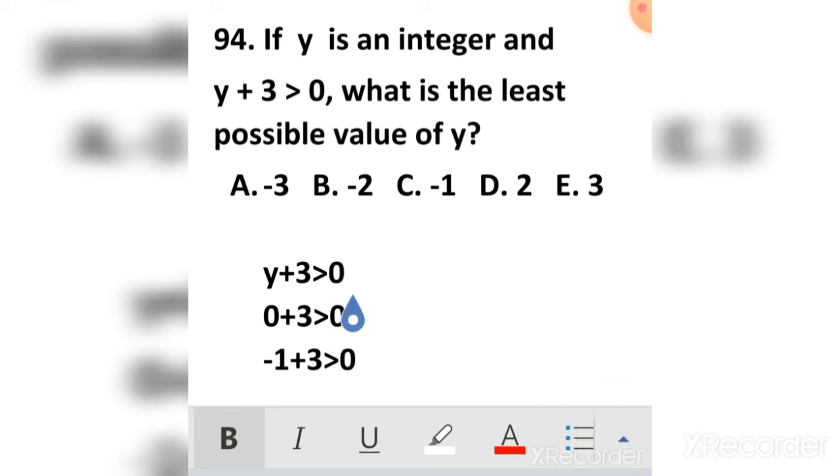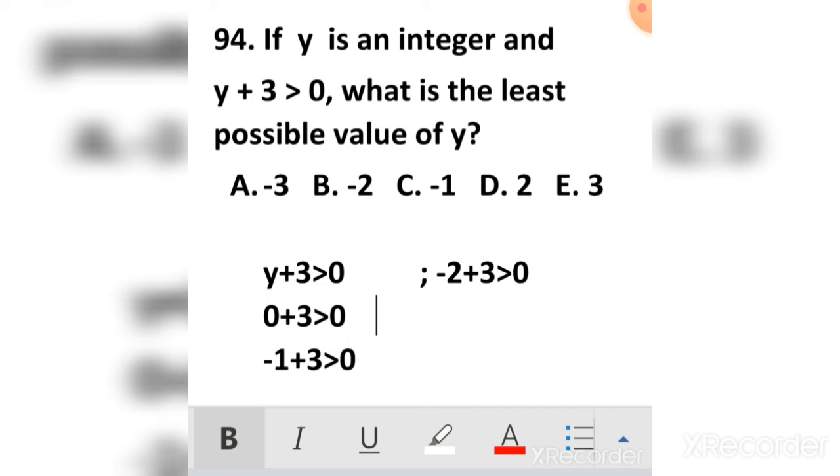Now if y is negative 2, so negative 2 plus 3, is this expression greater than 0? So negative 2 plus 3 is positive 1. And positive 1 is still greater than 0.